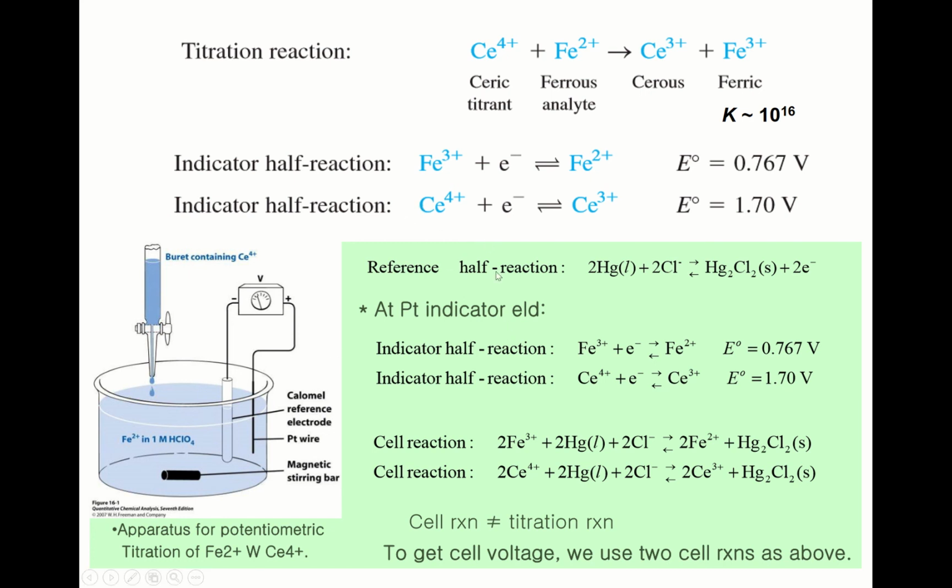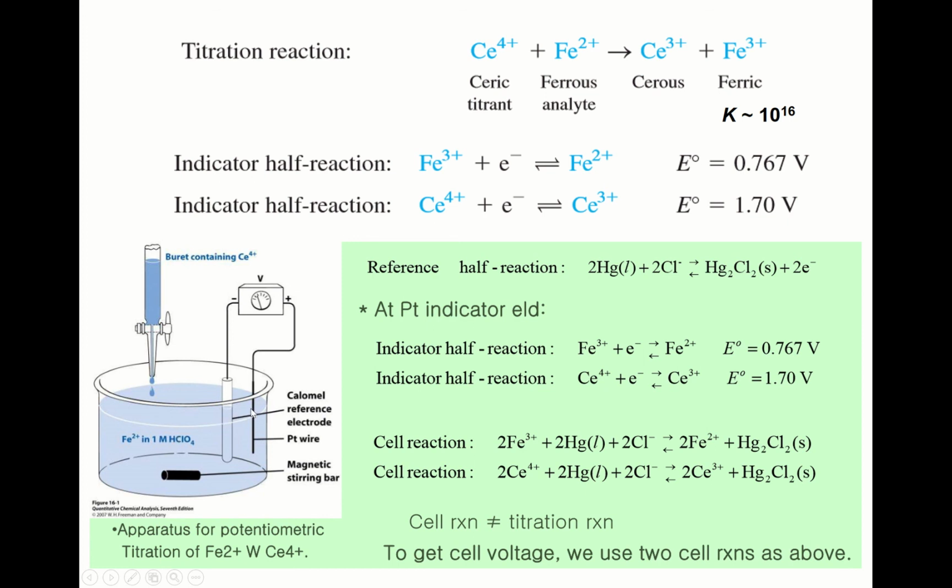Okay, and then this reaction actually occurs in the solution. Even if you remove these two electrodes and add the ferric ion into the ferrous ion solution, this reaction takes place. No problem. But now we want to measure the potential as this ferric solution is added to this solution. So that's why we use these two electrodes.